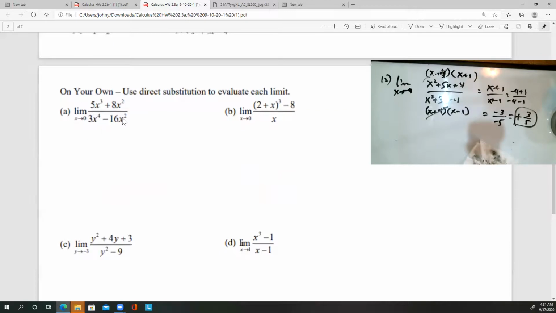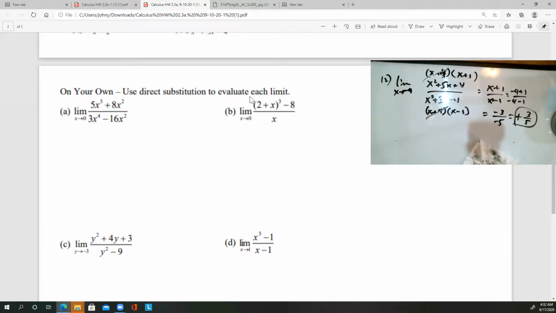For this problem right over here, since you have a polynomial in the numerator, you have to factor out something. What are we going to factor out? Think about it. Think about what you're going to factor out here as well. And then you're going to cancel those out. And then you can plug in 0 afterwards.